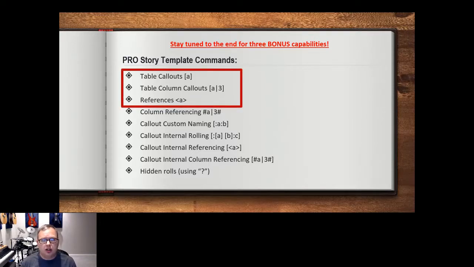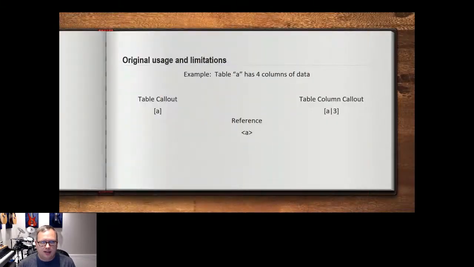So let's take a look at what comes in Fantasy Grounds and just do a quick little review of that. So this is how it currently works. We have what I call a table callout with these square brackets. And if you call that, if you have a table with 4 columns, like table A here, we get all of the columns vomited out and they all have these semicolons between them. If we then reference it with the alligator mouth references, we will get all 4 columns again.